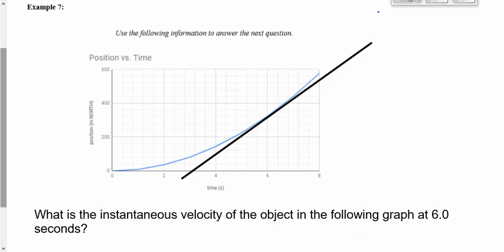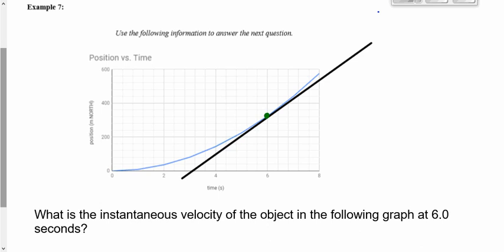Sometimes we need to find the instantaneous velocity. If we already have a straight line, the instantaneous velocity is easy. We did that on our quiz. If the velocity of the line was 3 meters per second, then the velocity at any point along the line is 3 meters per second.